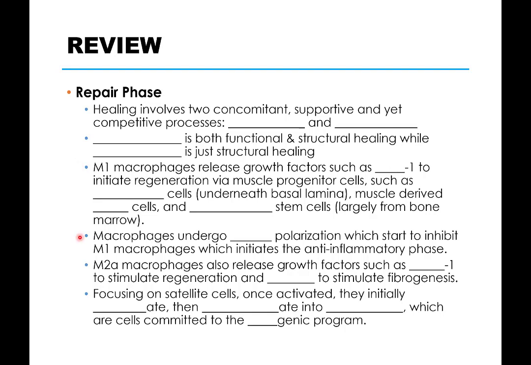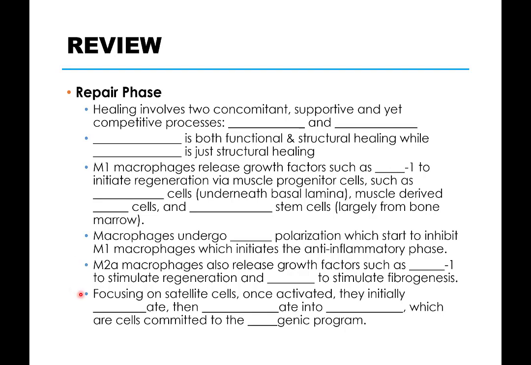Macrophages undergo M2A polarization, which inhibits M1 macrophages, which start to initiate the anti-inflammatory phase. M2A macrophages also release growth factors such as IGF-1 to stimulate regeneration in the muscle tissue, and TGF-beta, transforming growth factor beta, to stimulate fibrogenesis, particularly scar tissue formation. You also have to understand that fibrogenesis is also the process leading to the reconstruction of the ECM material as well, so any collagen-based tissues.